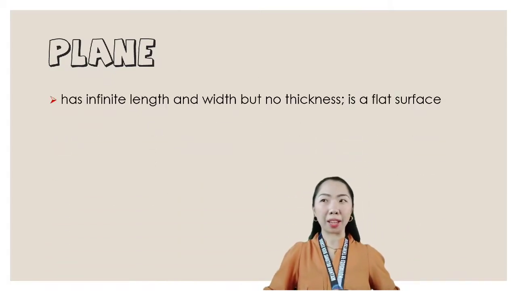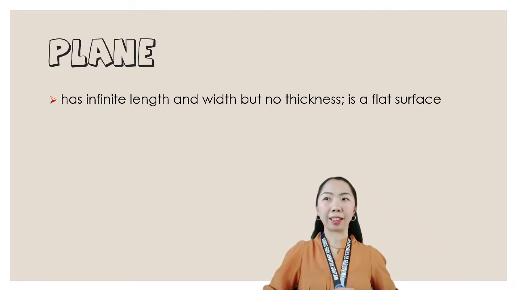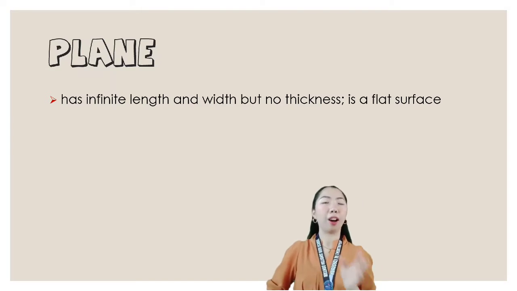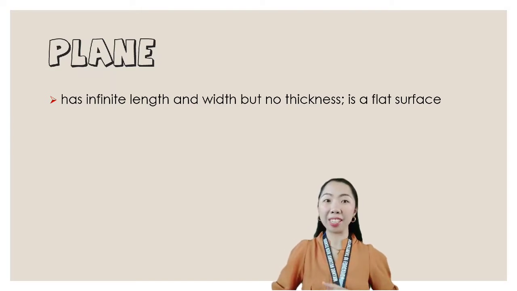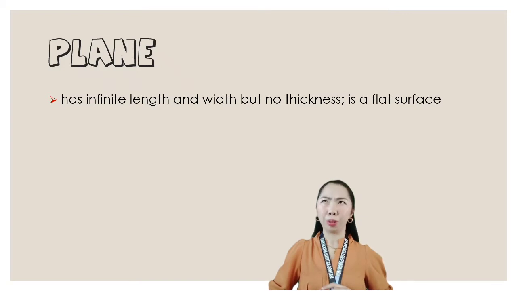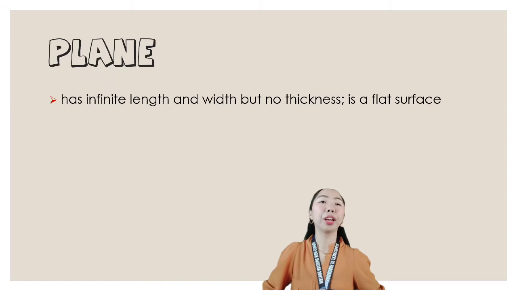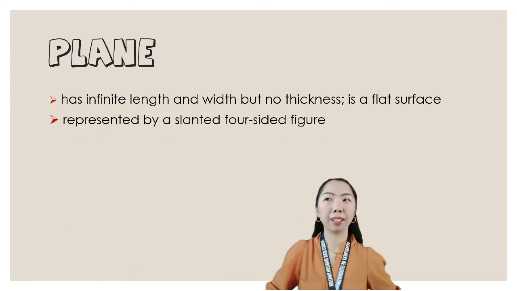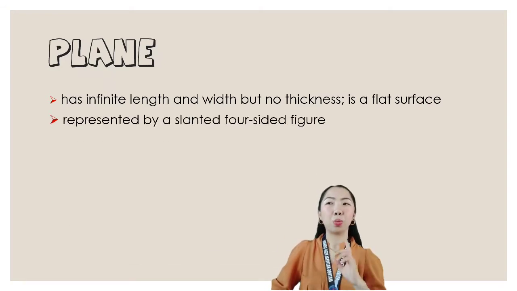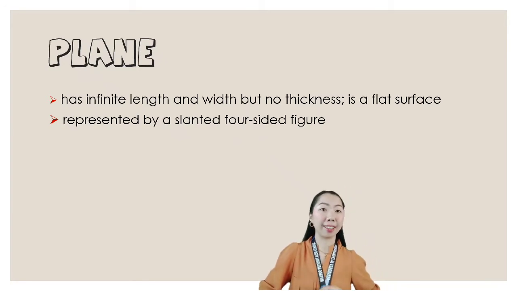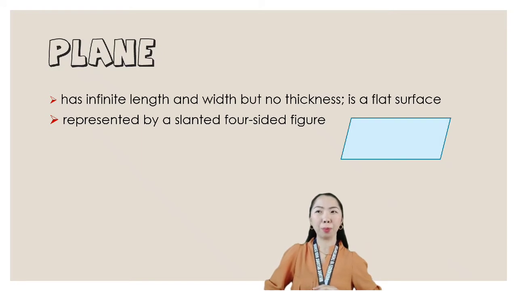So when we say plane, it has infinite length and width, but no thickness. It is a flat surface. Okay, let's go back to the door and to the wall. Do they have flat surfaces? Okay, so therefore, we can consider them as an example of a plane. Because when we say plane, it is represented by a slanted four-sided figure. For example, this one.